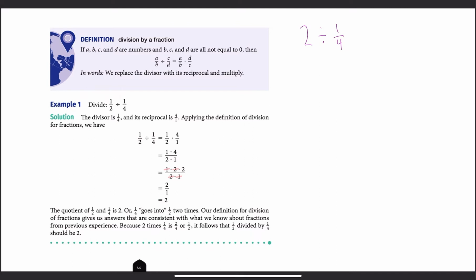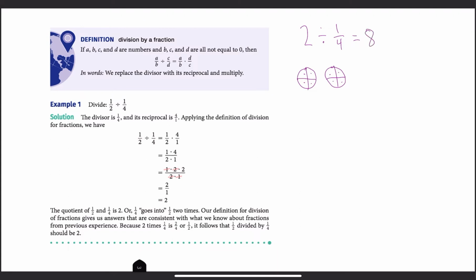So here's how we can visualize it. I can start with however much I have with the first number. In this case, 2, I have 2 wholes. And then I want to divide it, so I'm going to cut it up into quarters. So let's see how many quarters there are. If I divide this into quarters and this into quarters, there's 1, 2, 3, 4, 5, 6, 7, 8 quarters. So I think that 2 divided by 1/4 is 8.